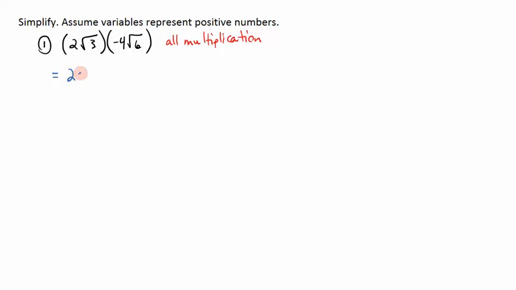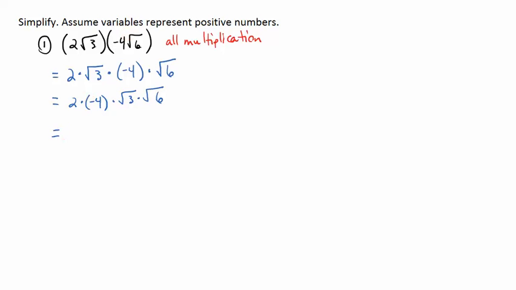So what that means is I basically have just 4 things multiplied. So this is the same thing as 2 times the square root of 3 times negative 4. Notice I'm putting my negative 4 in parentheses. If I didn't, it would look like subtraction. And then I've got times my square root of 6. And since it's all multiplication, I can rearrange this however I want. So I'll put my 2 times my negative 4 next to each other times my square root of 3 times my square root of 6. And I can multiply this in any order that I want.